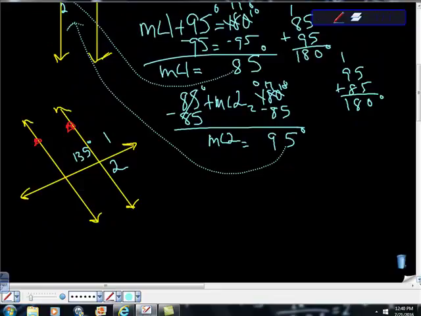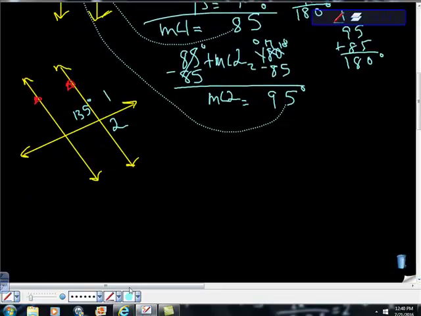Next one, I'll change colors. The measure of angle 1 is here, and the measure of angle 2 is here. I think it was supposed to be in here. Let me fix that. There we go. Wait, no, I think the placement of that 135 is wrong. Sorry, let me fix that. The 135 should be here. That actually makes a really big difference for our answer.